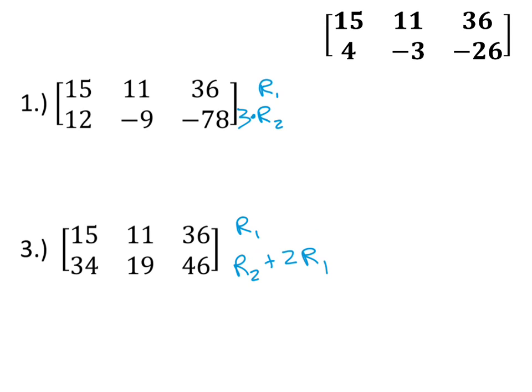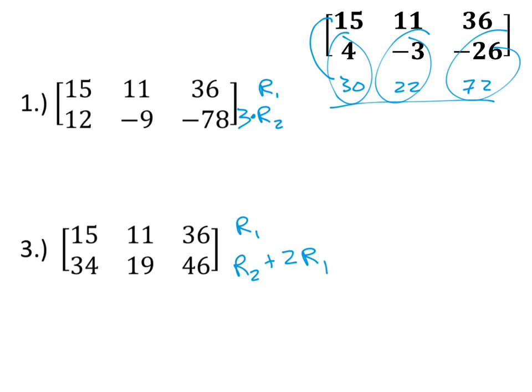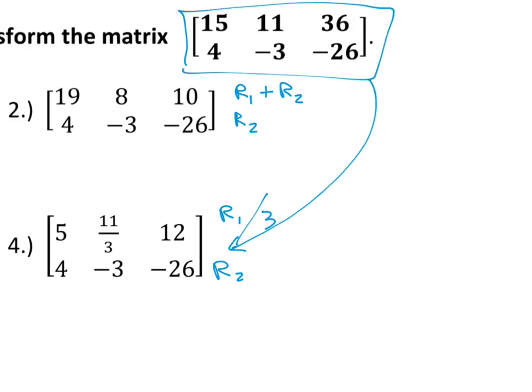And then number 3 here is actually a challenging one because it's 2 row operations happening at once. The first row stays the same, but the second row got the first row added to it twice. Or you times the first row by 2 and then add it to the second row. If your first row was twice as much, it'd be 30, 22, and then 72. And if you add all those to the second row, you'll get this bottom row here. So that one's pretty tricky. I would say that's a pro level kind of move there.